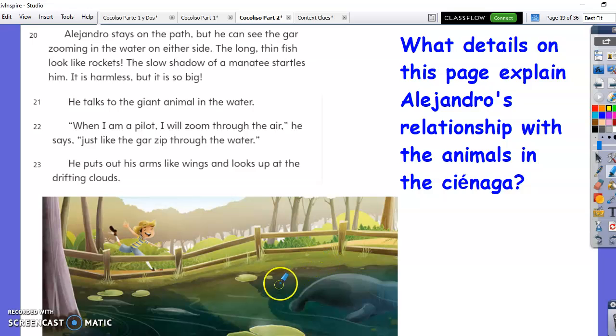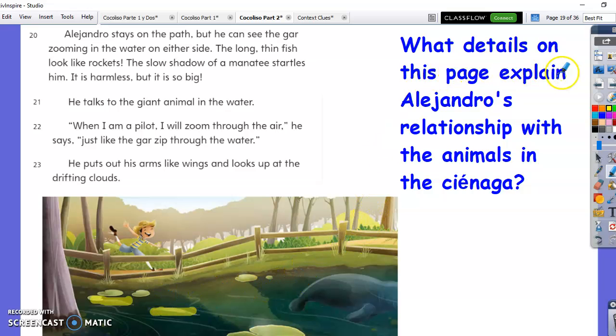And here, if you look at the illustration, here's the big manatee. It's harmless, but it's big. And these are the garfish that swim really fast. They're long and thin. He talks to the giant animal in the water. "When I'm a pilot, I'll zoom through the air," he says, "just like the gars zip through the water." He puts out his arms like wings and looks up at the drifting clouds. So there he's comparing himself to the gar in the water.